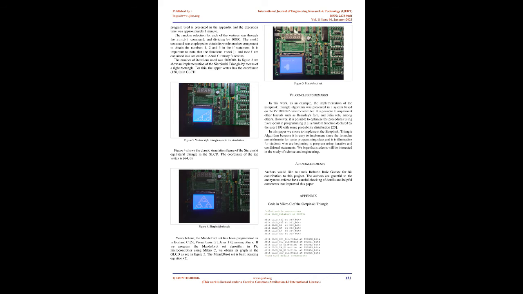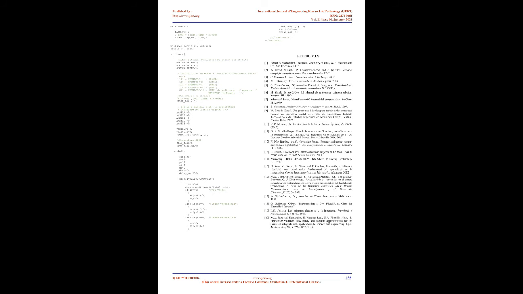To implement 3, the resolution of the GLCD has been considered. For the lower left vertex we consider the coordinate 0, 64, for the second, 64, 0, and for the lower right, 128, 64. The configuration for the PIC was to select the internal oscillator with the PLL enabled at 64 MHz. A function was included in the program to indicate with sound at 800 Hz and 2000 milliseconds the end of the routine. The program used is presented in the appendix and the execution time was approximately 1 minute.